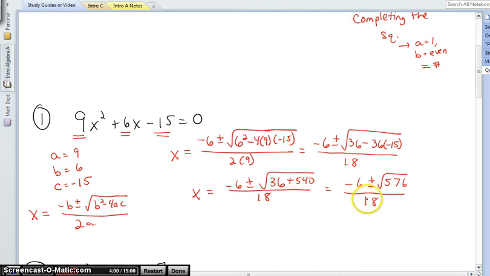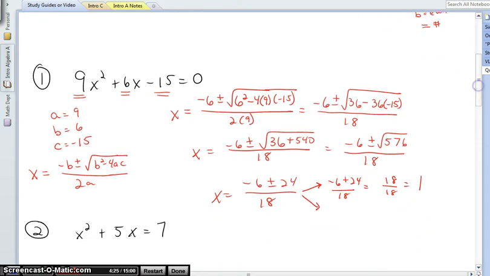And it is 24. So x equals negative 6 plus or minus 24 divided by 18. This is really two answers. I really have negative 6 plus 24 over 18, which is 18 over 18, 1. And I also have negative 6 minus 24 over 18, which is negative 30 over 18, negative 15 over 9, negative 5 over 3.